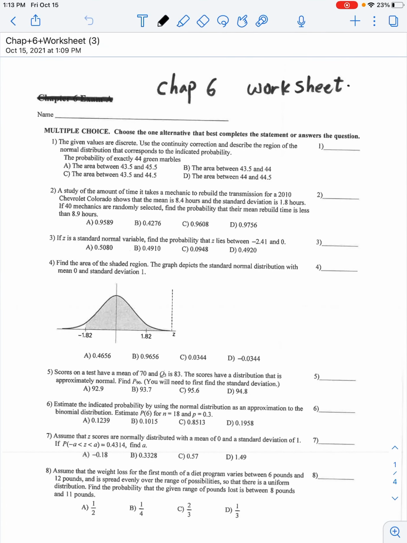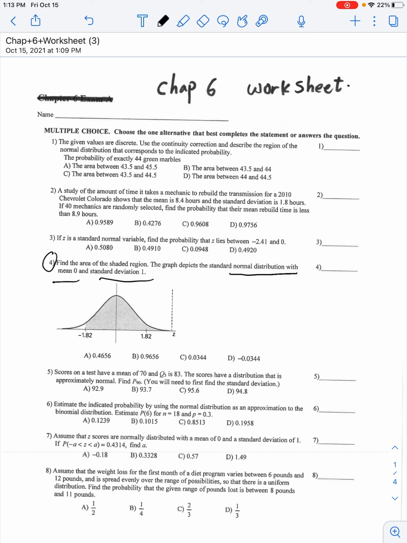Okay, chapter 6, let's do some problems from this chapter. Let's do something like number 4. Find the area of the shaded region, knowing that you're working with the normal distribution, mean 0, standard deviation 1.